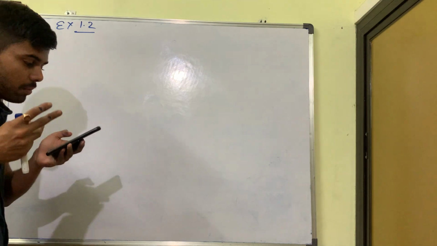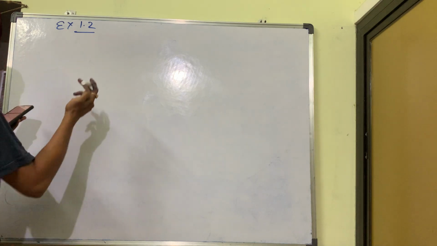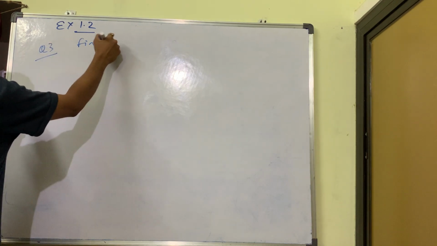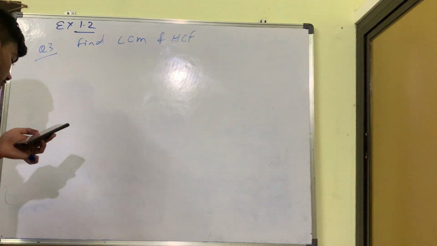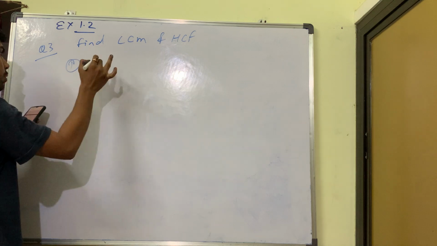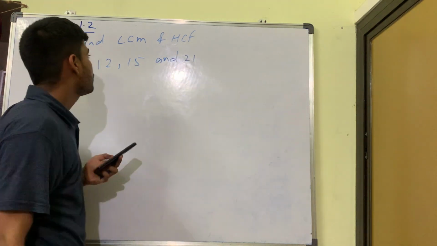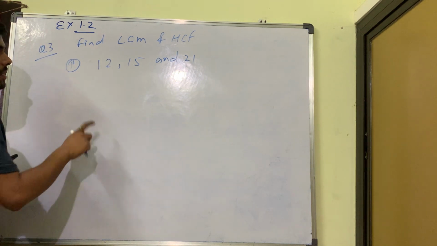Question number 1 and question number 2 we completed. Now they are saying question number 3: find LCM and HCF. LCM and HCF of what numbers they are saying? First number, I will solve one question, okay? 12, 15 and 21. So LCM and HCF of 12, 15 and 21. What will you do? First find HCF, then find LCM.